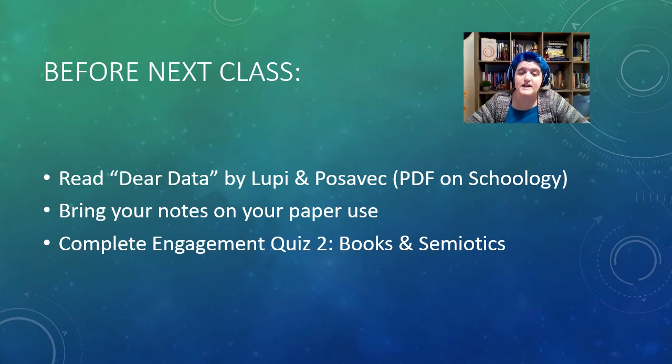And complete engagement quiz 2 about books and semiotics so that you can get credit for that. Like last time, you will be able to take it multiple times and it is resumable. Unlike last time, I am going to make it all multiple choice so that you don't have to wait for me to grade it to find out how you did. So I think that's all.